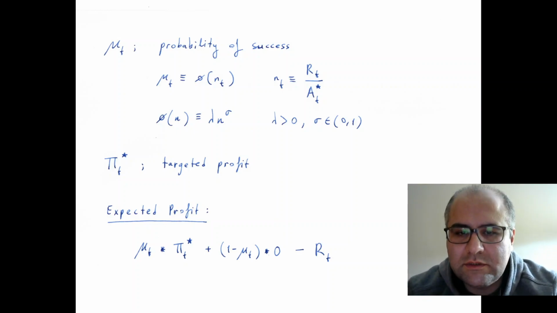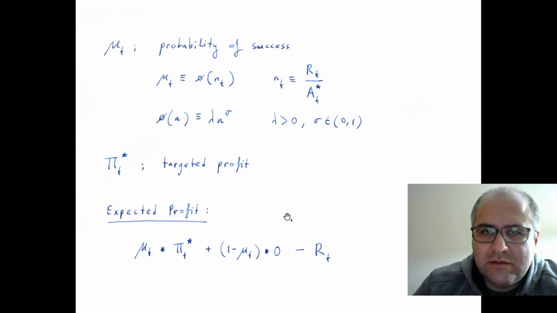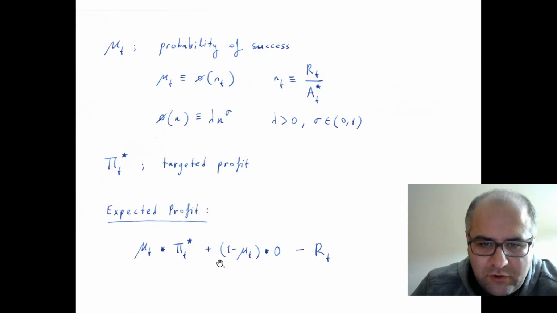We must be careful with the hidden assumptions there. First of all, minus RT will be the cost, regardless of the outcome. I could be successful, I could be unsuccessful, but in both cases, I will spend R on research. So that's the cost part. Now the profit part is there. If I am successful, then I will get the targeted profit level, pi t star. So mu t times pi t star is that.